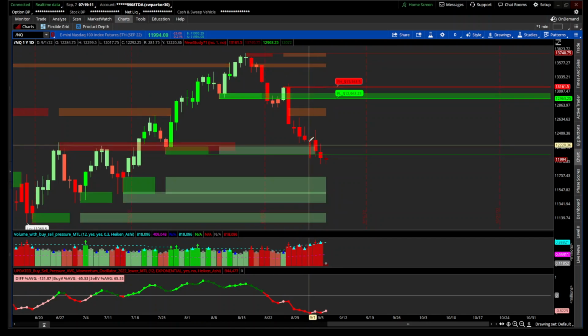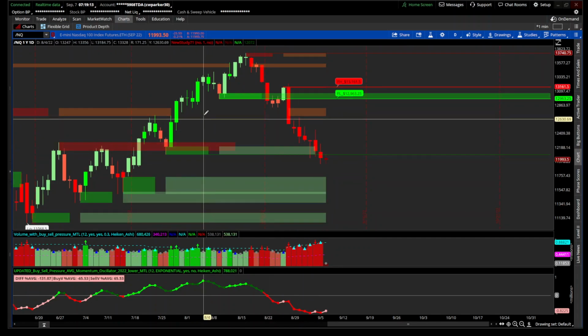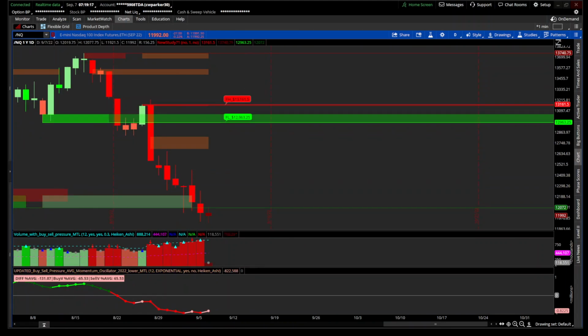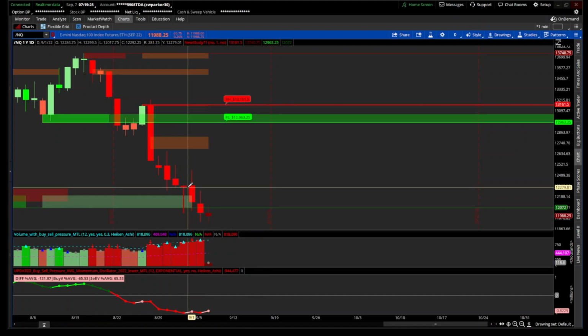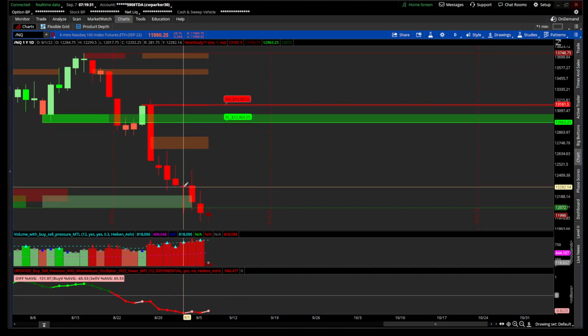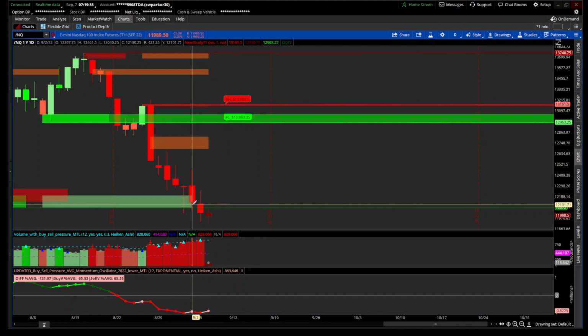You can see with this long lower wick, if you haven't studied candlesticks, this is what's called a dragonfly doji right here. And you can see how buyers, as soon as this candle dropped down into there, buyers came in and bought it all the way up, but it couldn't hold it. It immediately dropped right back down.